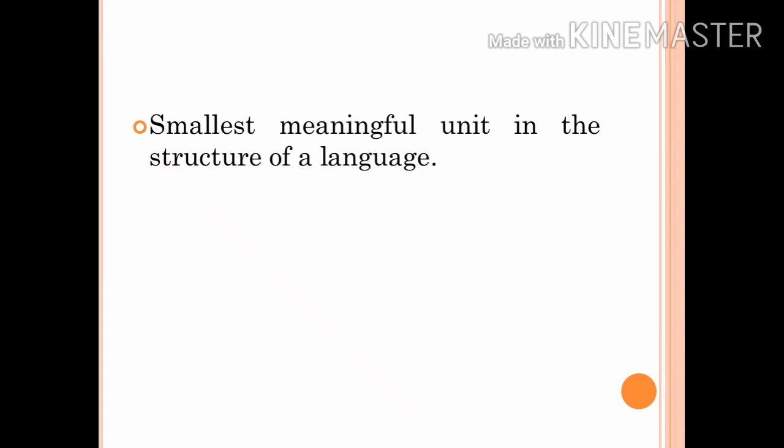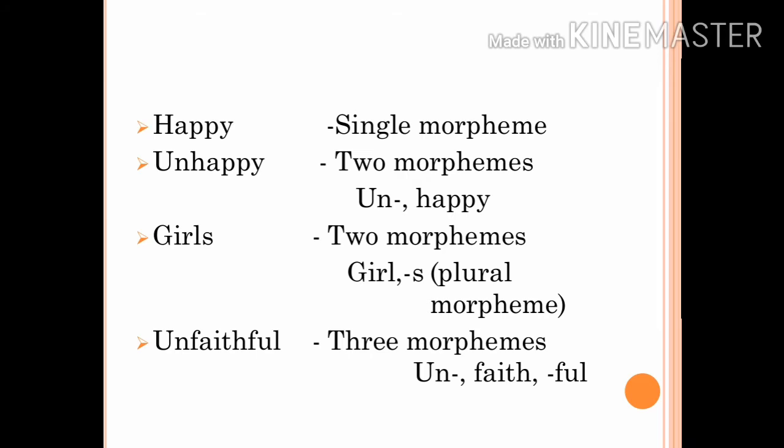In other words, we can say that a morpheme is the smallest meaningful unit in the structure of a language. Smallest meaningful unit in the sense that a unit which cannot be divided further without destroying or changing the meaning. For example, consider the English word happy. It is a single morpheme.